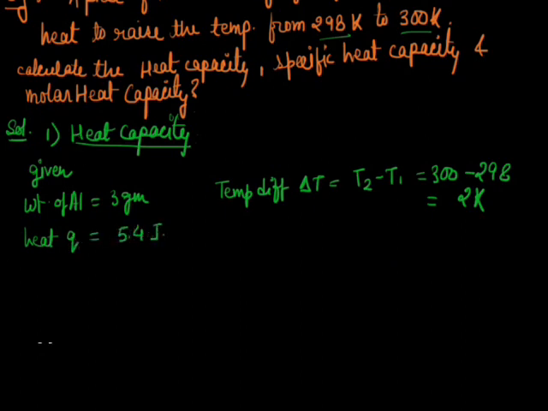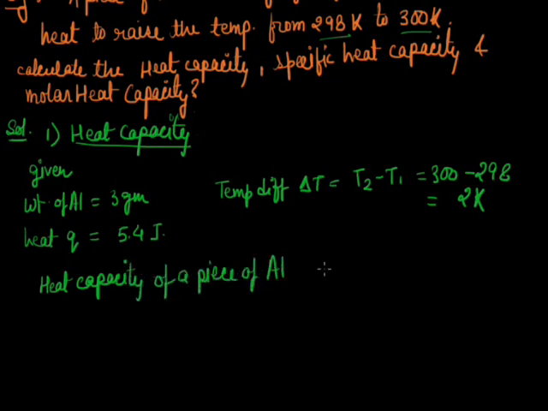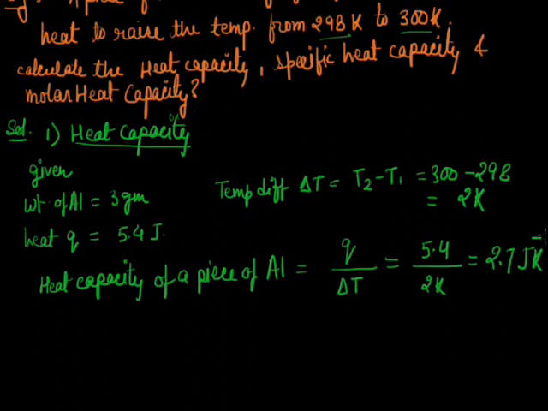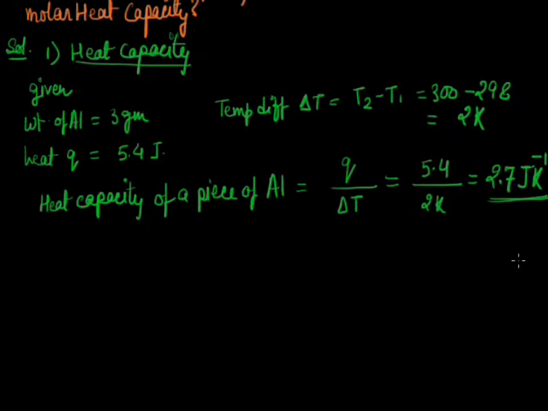So first we calculate the heat capacity. The heat capacity for a piece of aluminium is equal to, we know the formula, Q divided by delta T. Here we can put the value of Q, 5.4 joule, and delta T, the temperature difference, 2 Kelvin. So the heat capacity of the piece of aluminium is 2.7 joule Kelvin inverse. So here we have calculated the heat capacity of a piece of aluminium.